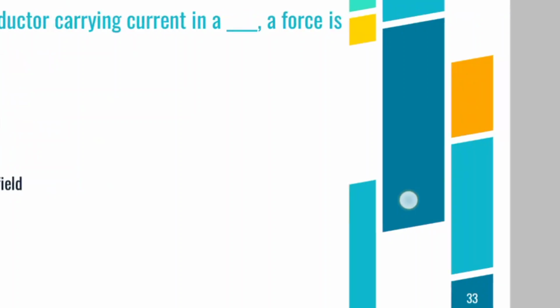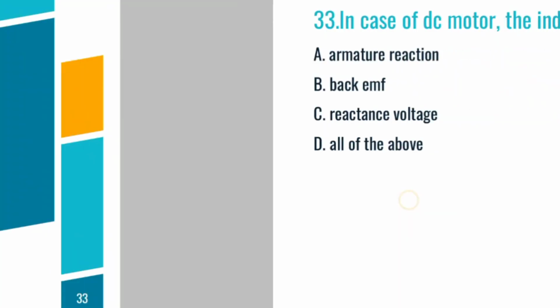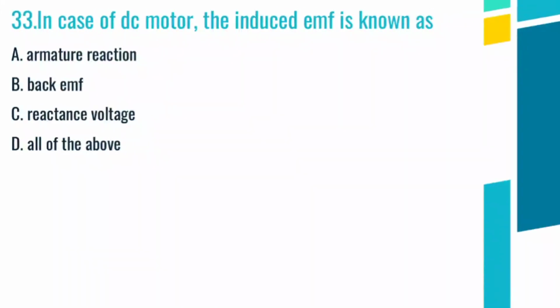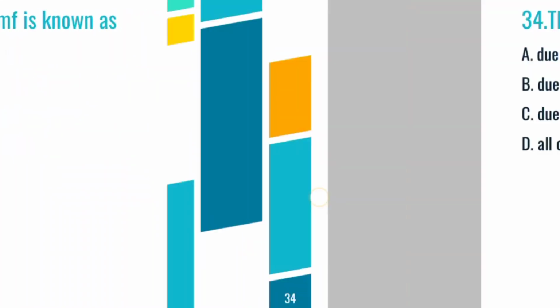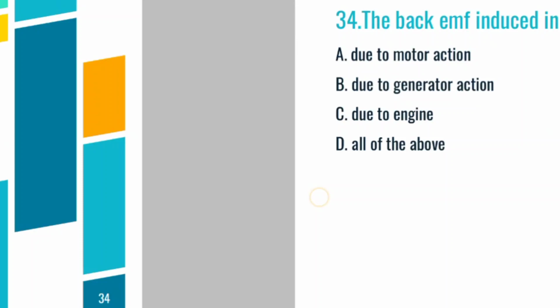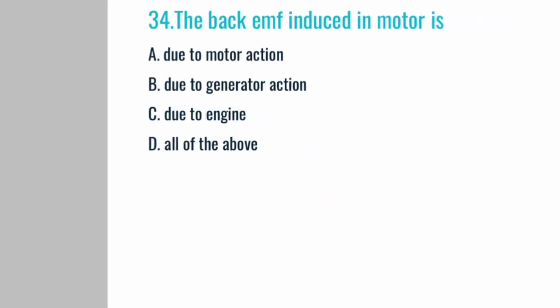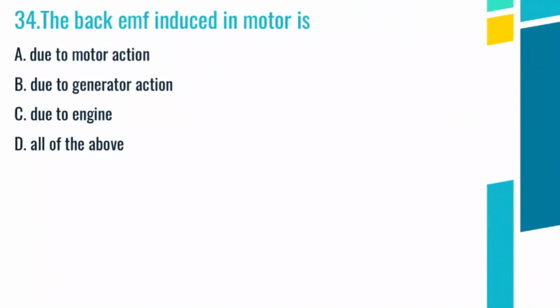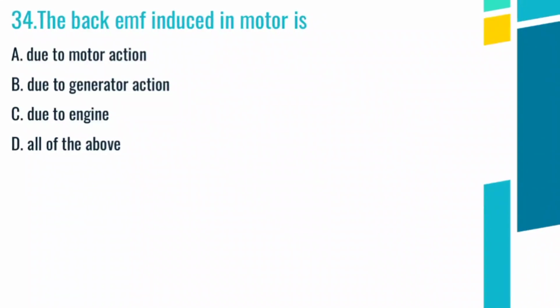Coming to the next question. In a DC motor, the induced EMF is known as: A, armature reaction; B, back EMF; C, reactance voltage; D, all of the above. In a DC motor, the induced EMF in the armature is known as back EMF. Back EMF is the counter EMF. B is the answer. Coming to the next question. The back EMF induced in a motor is due to: A, motor action; B, generator action; C, engine; D, all of the above. Due to generator action, the back EMF is induced in the motor.